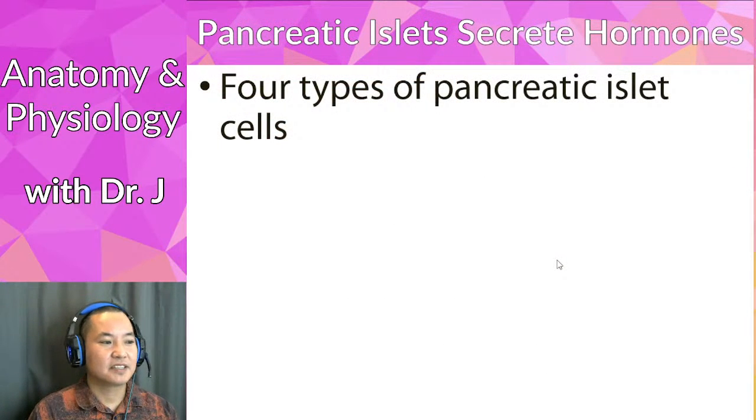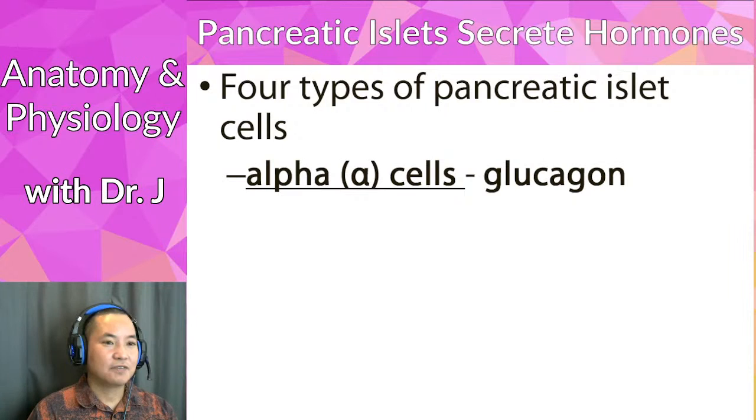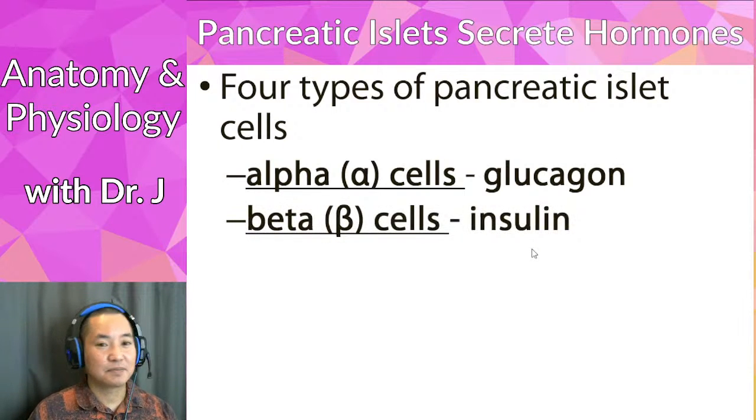Alright, so there are 4 main types of pancreatic islet cells. The first 2 I definitely want you to know. The other 2, it's not that they're not important, but they're a little more complicated, and maybe your advanced classes might talk about them more. So alpha cells, named for the Greek letter alpha, produce a hormone called glucagon. And beta cells produce a very familiar hormone called insulin.